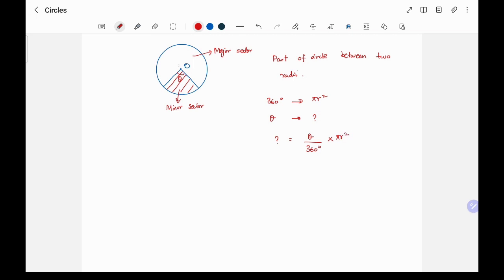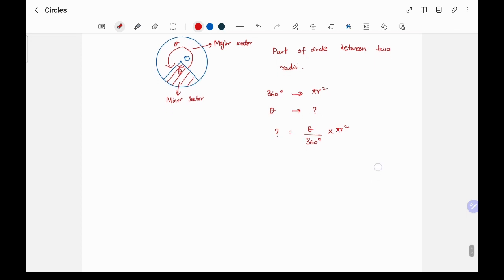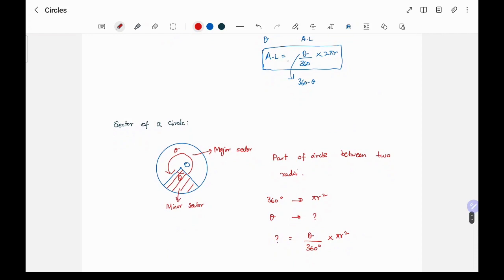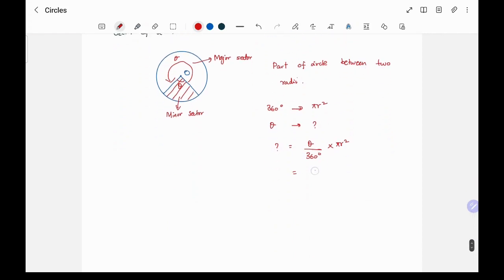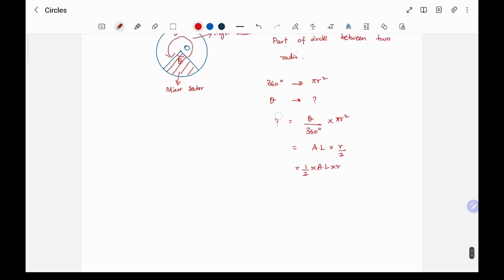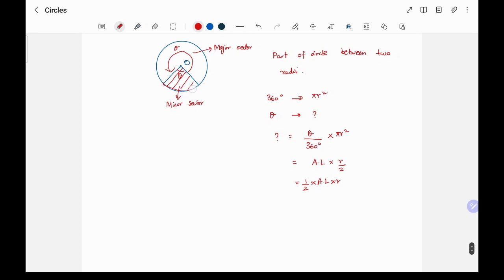So it will be applicable for the major arc itself, in which case theta will be this one, right? But again, arc length also we know is theta by 360 into 2 pi r. So this we can write as arc length into r by 2, right? So it is half into arc length into r. So this is the arc length and this is the r. It is like saying half into this radius into this arc length.